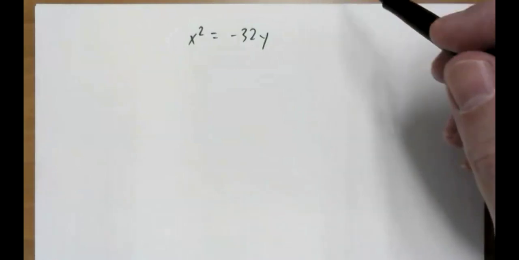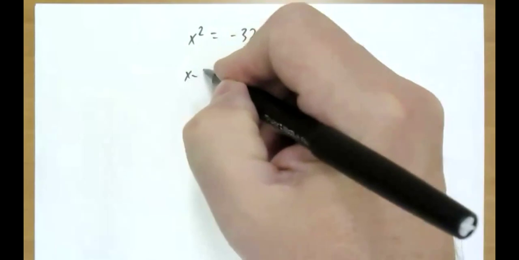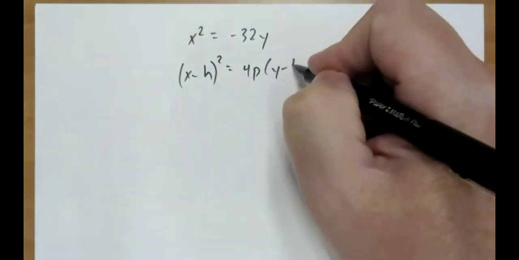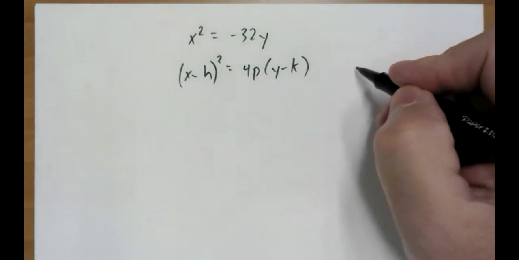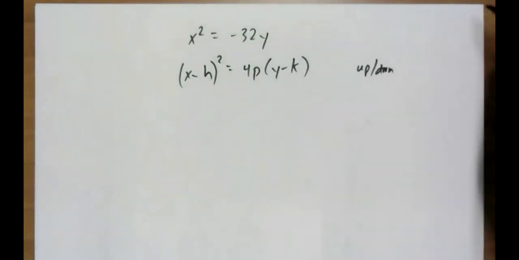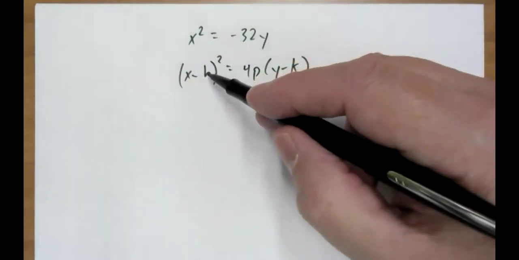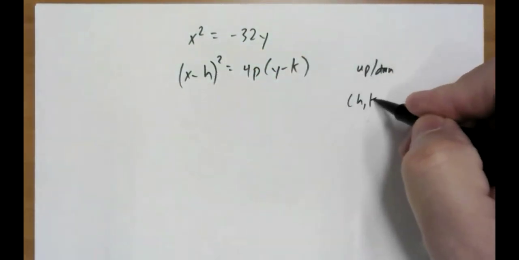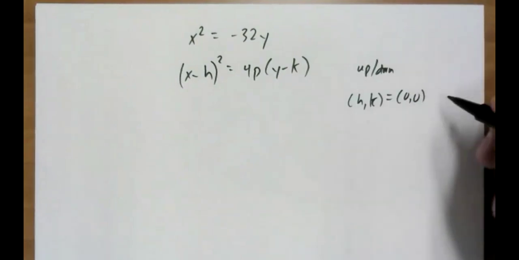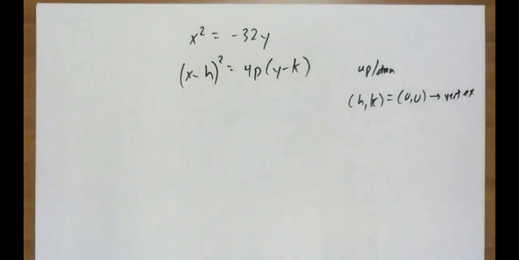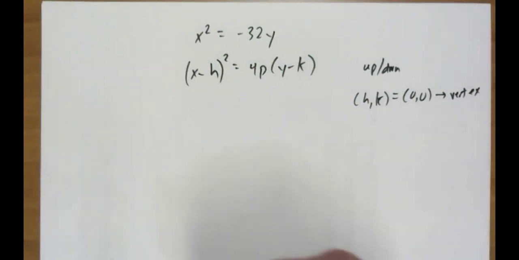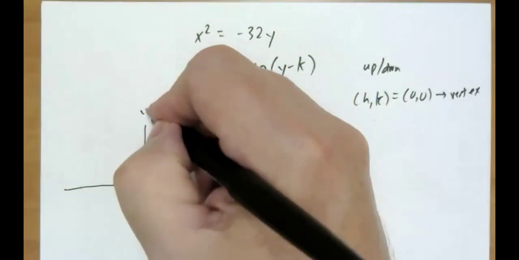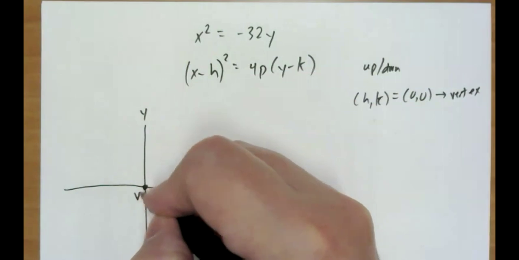Since the x is squared, therefore this is going to be the standard equation. First of all, this is the equation for up or down parabolas. And like I said, because there's no parentheses here, h and k are both 0. And this is the vertex. So once again, as we do these problems, let's start creating the graph. So the vertex is going to be right here at the origin.